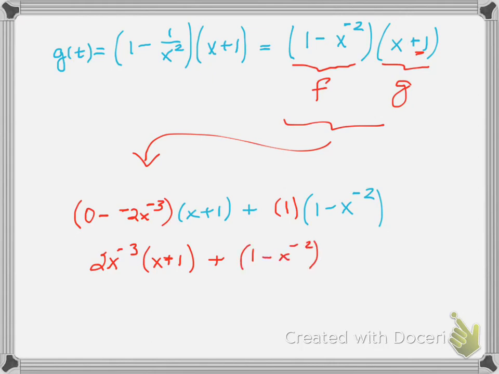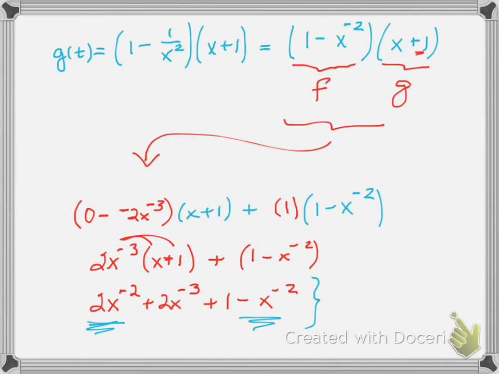So let's just see what happens when I distribute here. I get 2x to the negative 2 plus 2x to the negative 3 plus 1 minus x to the negative 2. And if you look very carefully, you'll see here that there are some like terms, so we might as well combine them, so giving us a final answer of 1x to the negative 2 plus 2x to the negative 3 power plus 1.